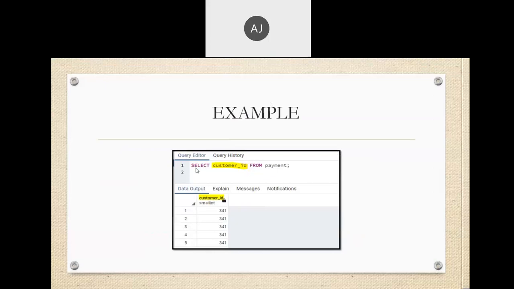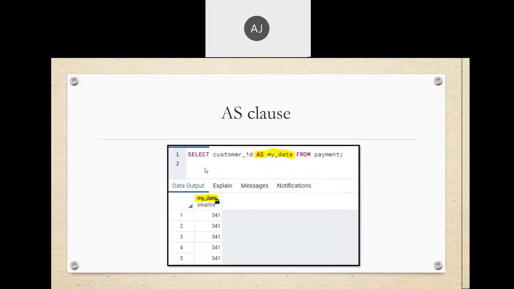Here I took select customer ID from payment, so we get the result, customer ID. See, we get all the customer ID results. And when I use the AS clause, select customer ID as my data from payment, we rename the given attribute, and this is for temporary purposes only. We cannot rename the data completely. This is a view-only, read-only option. That means we get the data in the format of the alias name. The customer ID is replaced with my data, and we get the data as my data.